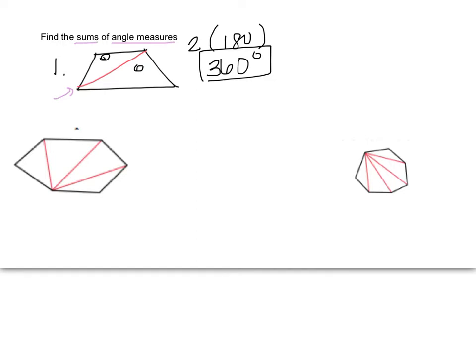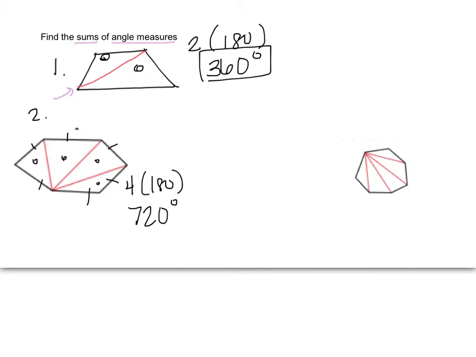Okay, now let's try a hexagon. A hexagon has 1, 2, 3, 4, 5, 6 sides, and it makes 1, 2, 3, 4 triangles. So we're going to do 4 times 180 degrees. See if you can figure that one out. So you should have gotten 720 degrees.